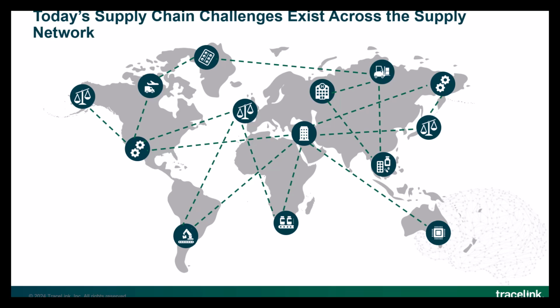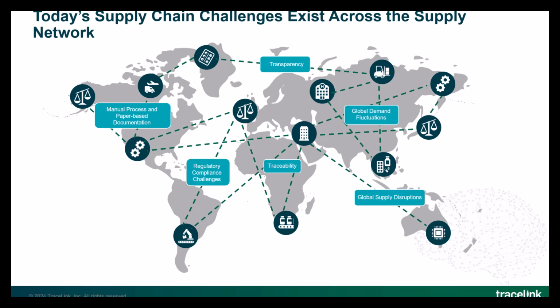Some of the key challenges we often see in these processes include manual processes and paper-based documentation, traceability issues, transparency issues, difficulties with compliance, and difficulties coping with global demand fluctuations and supply disruptions. These types of inefficiencies can have a significant impact on your company's agility, customer service, and overall supply chain performance. As we move through the course, we'll dive deeper into TraceLink's network along with TraceLink solutions that enable you to digitalize your supply chain to help address these limitations and transform your supply chain operations.